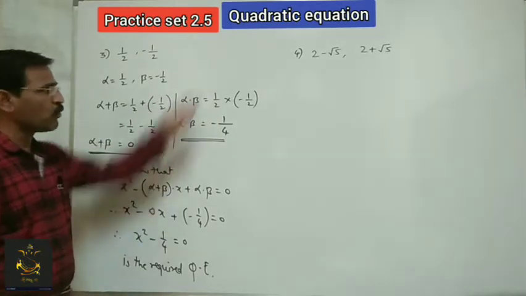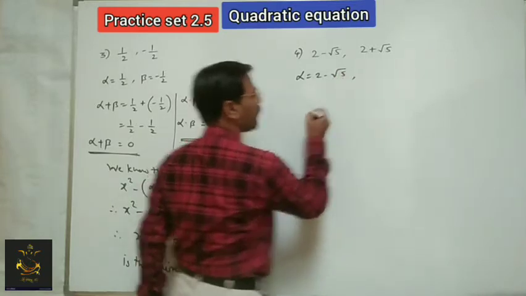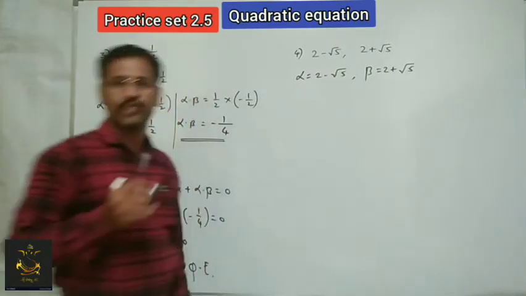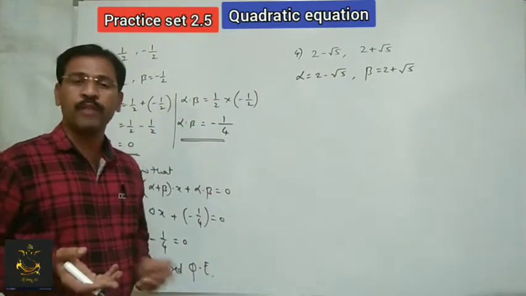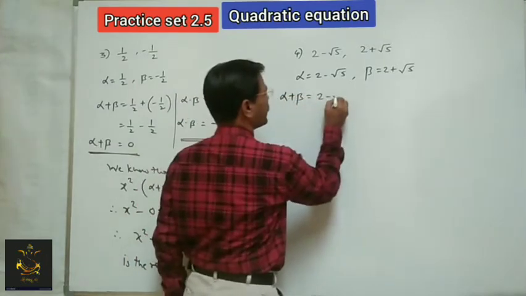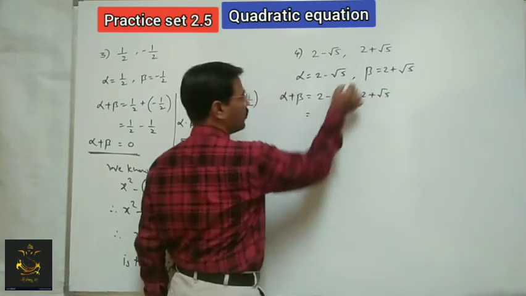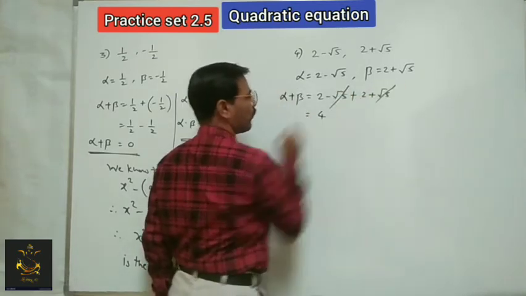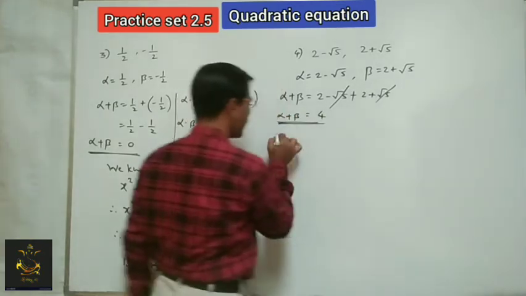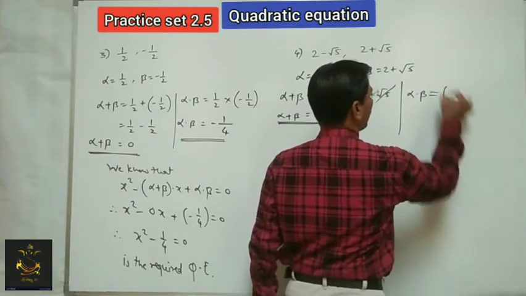Now the second one, that is the fourth one. See here, alpha is equal to 2 minus root 5 and beta is equal to 2 plus root 5. Here these are the two roots. From these two, we are going to form the quadratic equation. So again here also we need alpha plus beta, that is 2 minus root 5 plus 2 plus root 5. Now these two get cancelled, 2 plus 2 is 4 here. This is alpha plus beta. Okay. Now very similarly we can find alpha into beta.